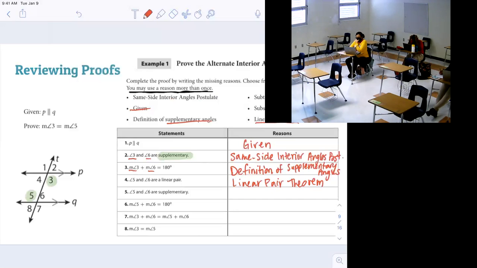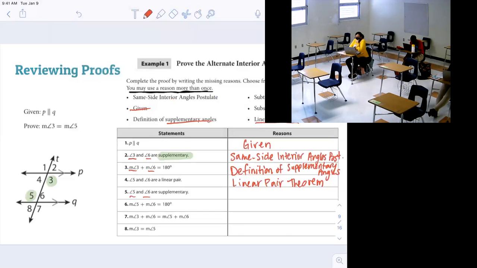Is it the supplementary angles definition? Well, you might think that's right, and it looks like it's right. Are 5 and 6 same side interior angles? No, they're not on the same side, so it's not going to be that one. Definition of supplementary would not be this one, but maybe the next one.